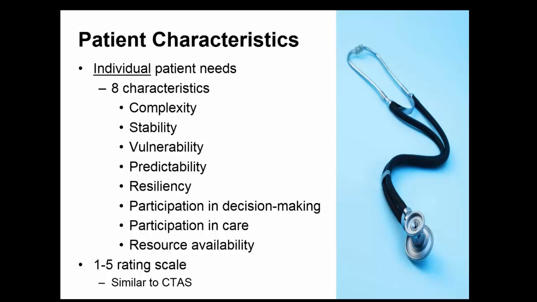And I've underlined individual because you have to remember that it's the systems focus. So there are these 8 characteristics, and I'll give definitions of them in a moment. But what I wanted to point out is that there's a rating scale for each of these 8 characteristics that goes from 1 to 5. It's very similar to the Canadian triage assessment scale that's used in the emergency department, where 1, 2 indicates high needs, a 4, 5 low needs, and a 3 is in the middle.